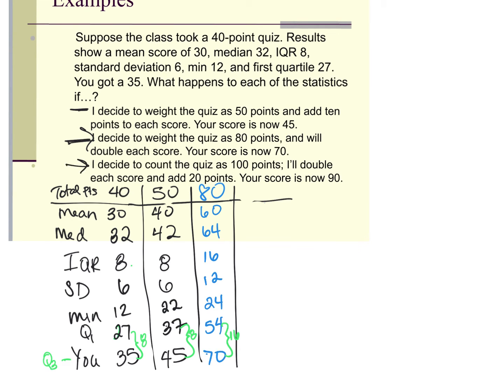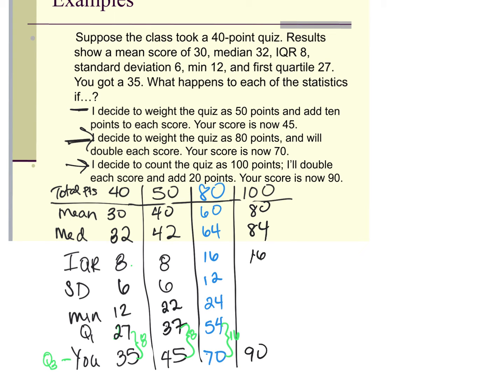And then the last one is, what if we decide to do both things? What if we decide to multiply it by 2, but then also add 20 points to make it out of 100? So the new score, total points is 100. Your new score is 20 points plus this column here, because we already multiplied it by 2 here. And so that becomes a 90. So my new mean is an 80. Multiplied it by 2, added 20. My new median is 84.